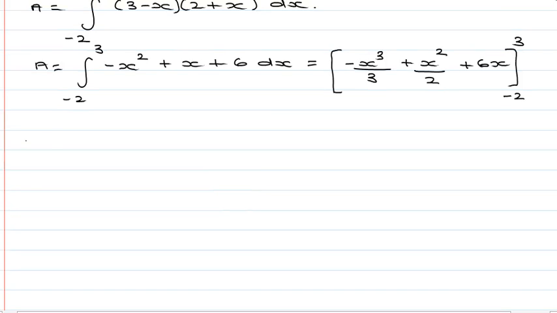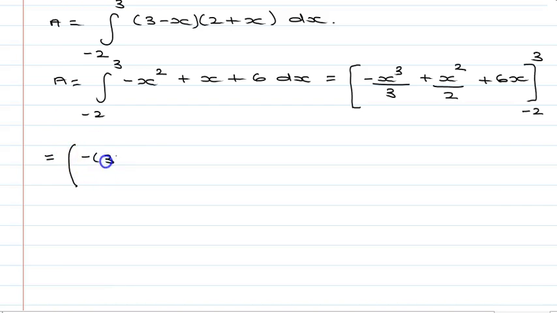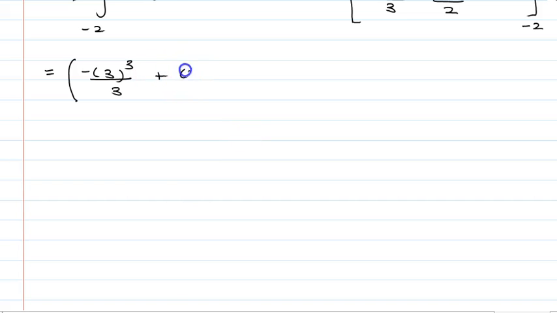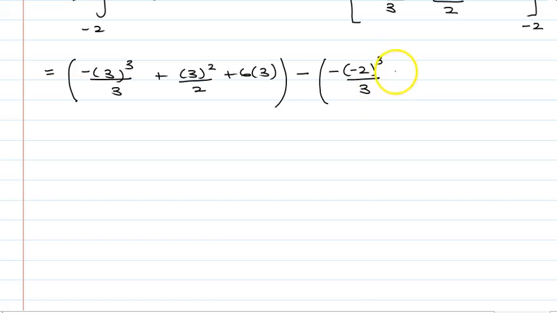Now I'm going to do the substitution. Firstly, I'm going to substitute in the 3 into this expression. So minus 3 cubed over 3, plus 3 squared over 2, plus 6 times 3. Take away, and now I'm going to substitute minus 2 in. So it's minus 2 cubed over 3, plus minus 2 squared over 2, plus 6 times minus 2.